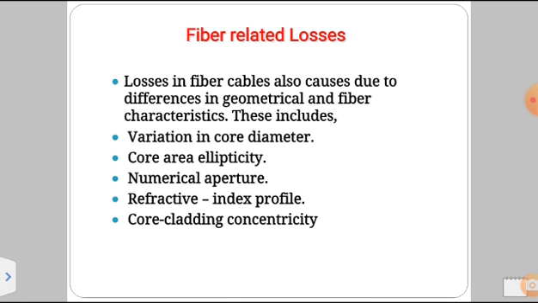Fiber is running throughout the distance of communication. That distance may be 50 meters or it may go up to 100 kilometers. So throughout the length of the fiber, the variation in core diameter happens practically because the very sophisticated technology is a minute structure, a hair size structure. This happens. And next one, core area ellipticity.